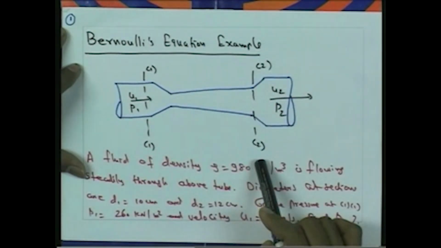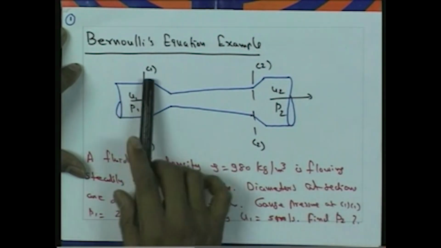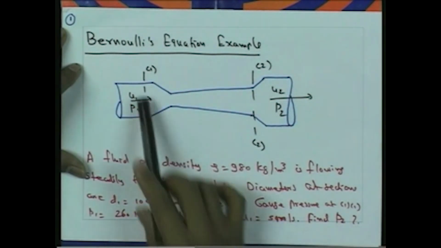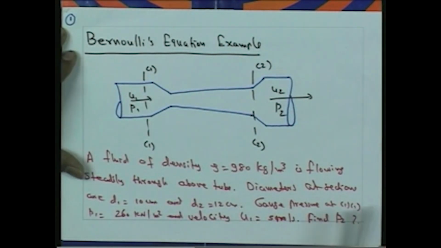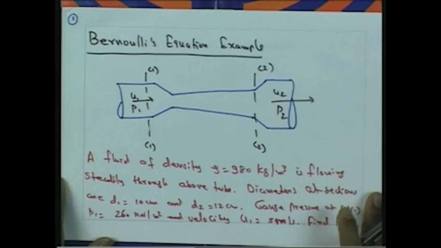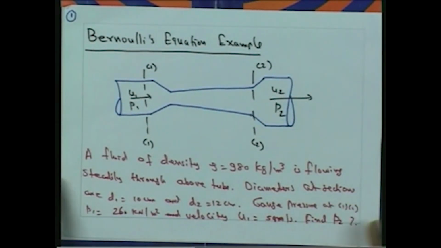centimeter and at section 2 it is 12 centimeter, and the gauge pressure at section 1 is 260 kilonewton per meter square, and the velocity at section 1, u1, is equal to 5 meter per second. We want to find P2. So this simple example shows how the Bernoulli's equation can be applied.